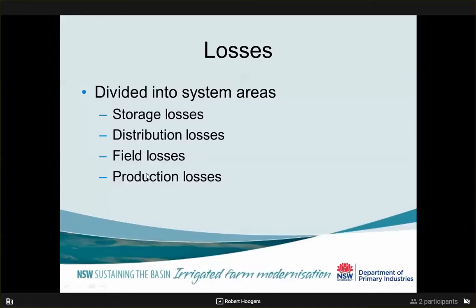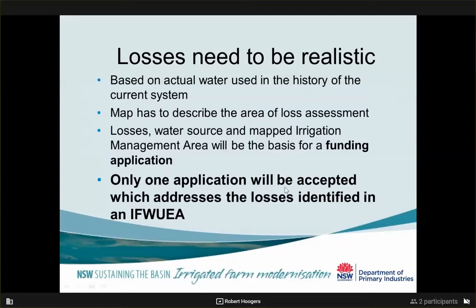You need to subdivide your losses according to the areas that they are so that the works can be attributed to those. So if you have 100% field losses and you want to fix your storage, your funding application will not be considered favourably because the losses need to be associated with where the works are going to happen. So subdivide them into storage, distribution, field and production losses so that that will line up with your funding application in the next step. They need to be realistic. They will be assessed on being realistic.